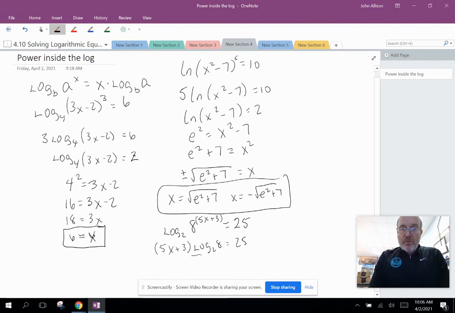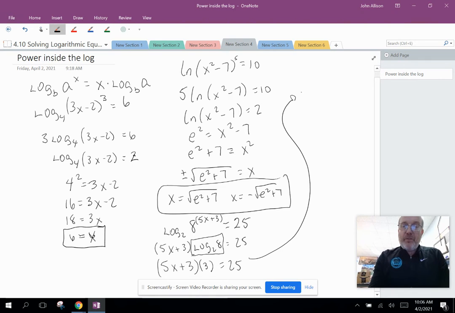Now we know what log base 2 of 8 is. That's the power of 2 that gives me 8. So log base 2 of 8 is 3. So this becomes 5x plus 3 times 3 equals 25. I'm going to come up here. We'll have a little more room to finish solving this.